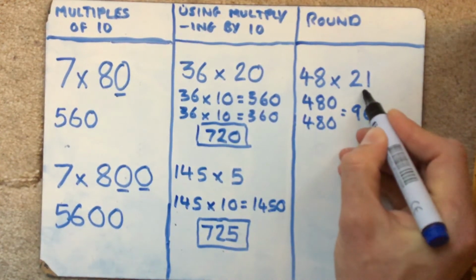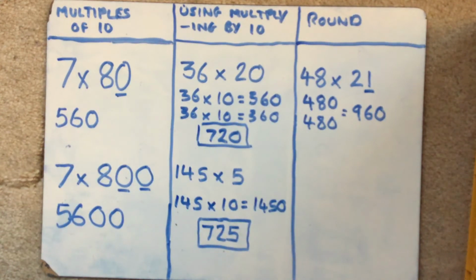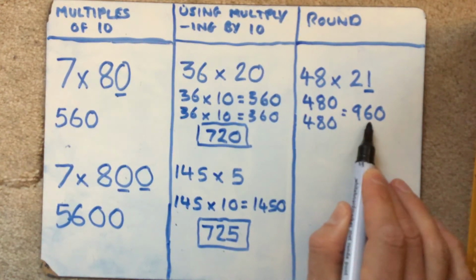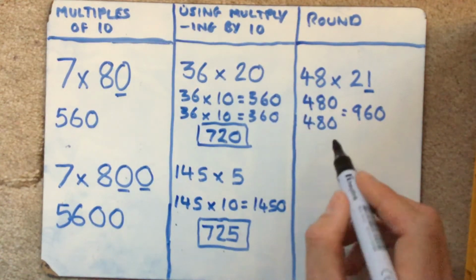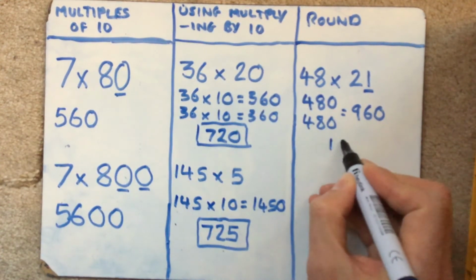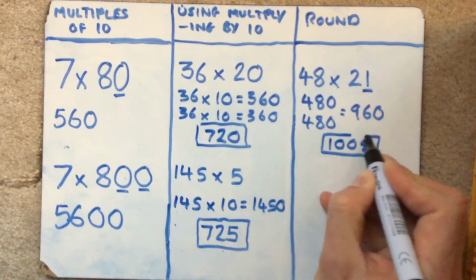So 960 would be the answer to 48 multiplied by 20. But I know that I've got another 48 to add on, and I can do that in my head. That's a nice easy addition, isn't it? 960 add 40 would be 1,000, and then add the 8 on. So that would be 1,008, being careful with my place value, with my zeros.